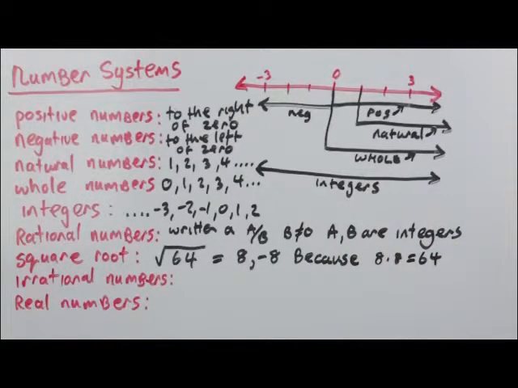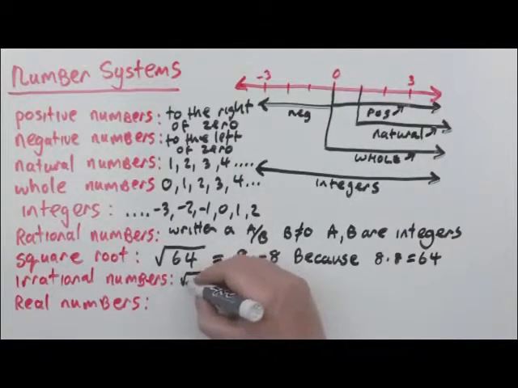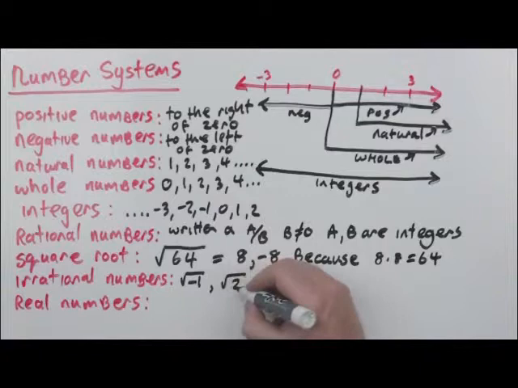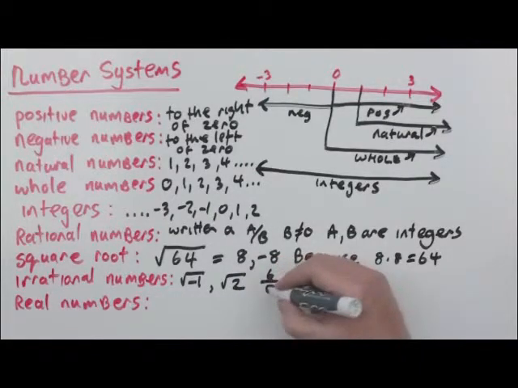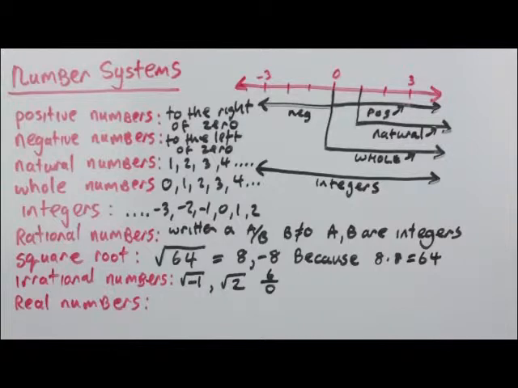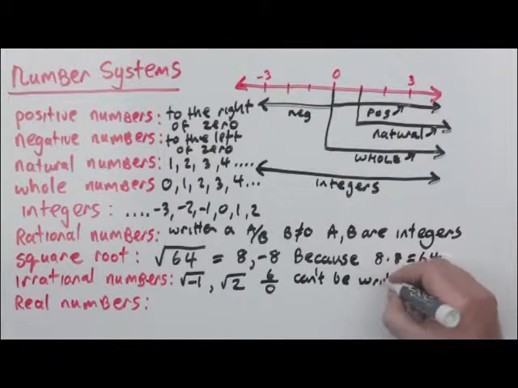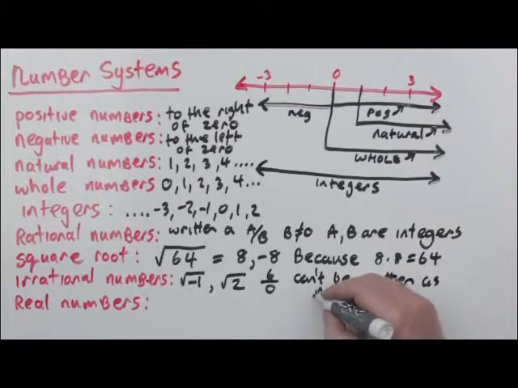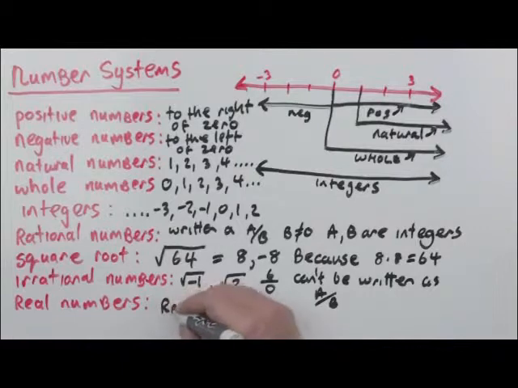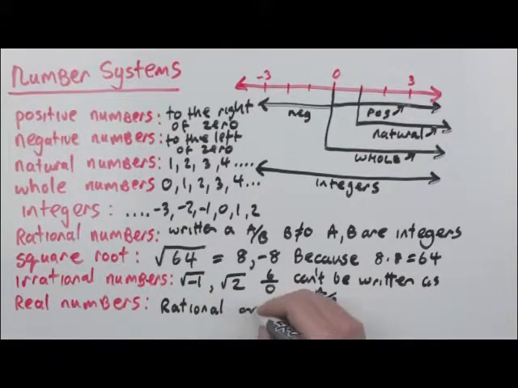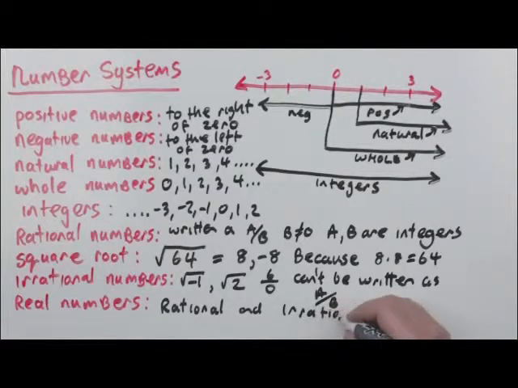Great. Irrational numbers are numbers that you can't really express, but we write them in math, like the square root of negative 1. There's no two numbers that multiply together to get negative 1. Or 6 over 0, because you can't divide something into no parts, because something's going to be at least one part. Can't be written as A over B. That's irrational numbers. And what we call real numbers are all rationals and irrationals. Great.